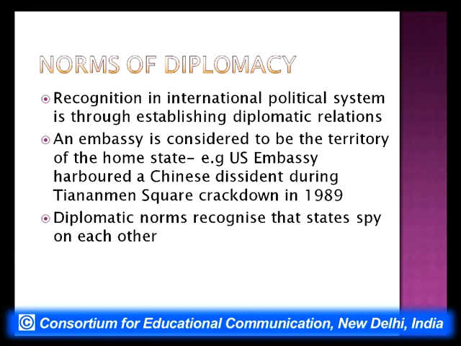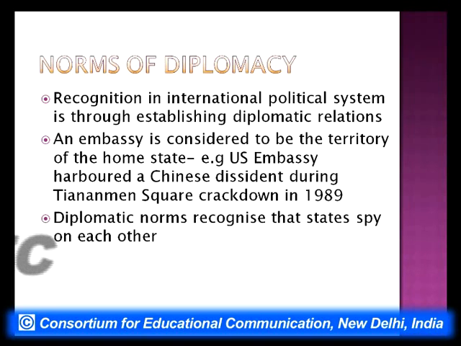Now, the second norm of diplomacy is that an embassy is considered to be the territory of the home state. For example, the US embassy in India: within the boundaries of the United States embassy, the rules of the United States would run. The Indian laws or the police will have no say whatsoever in whatever is happening inside the wall of the US embassy. For example, the US embassy, during the Tiananmen Square uprising, harbored a Chinese dissident.